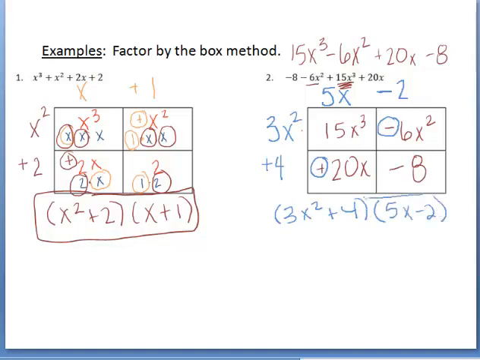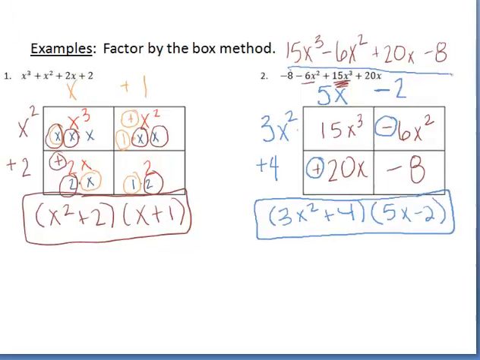Okay? Again, it does not matter which binomial you write first because multiplication is commutative. And what you could do to check your answer is multiply these back together to make sure that you end up with what you started with.